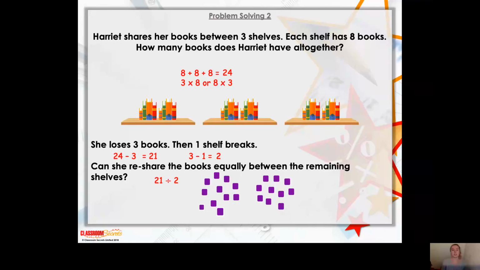So can she share these 21 books equally between 2 shelves? No, she can't, can she? And I've got a question here. Why can't she? Yes, brilliant. 21 is an odd number, isn't it? And if we want to share something equally amongst 2 groups to have the same amount in each group, it needs to be an even number, doesn't it? And because 1 is an odd number, 21 is also an odd number. Well done if you spotted that.